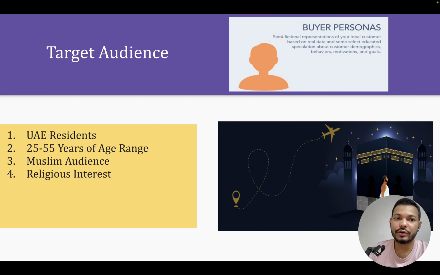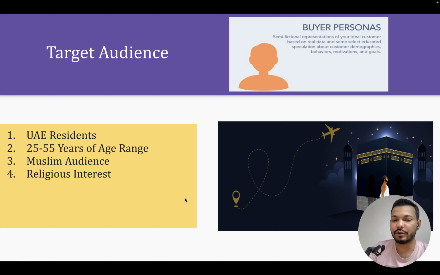And then we have the most important part of this marketing plan, which is the buyer persona. We also call it target audience. People also call it TG, which stands for target groups. Now, this plan is going to target audience who are living in UAE. Then we have an age range of 25 to 55. The audience is going to be Muslim audience because this package or this entire plan is for a religious journey. Then the religious interest is the target category.